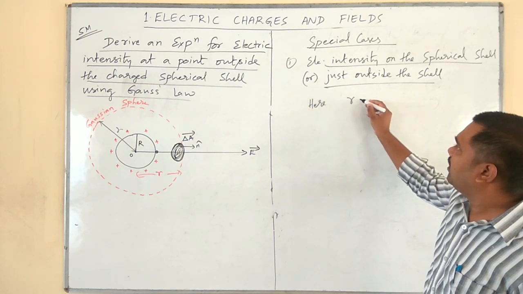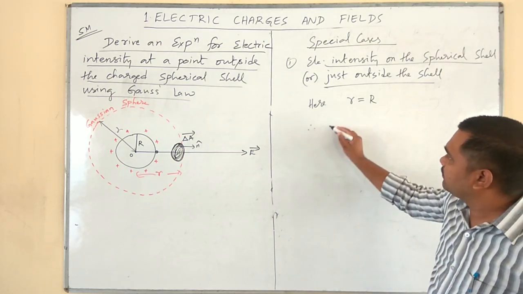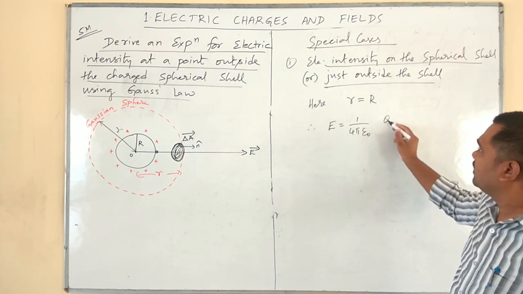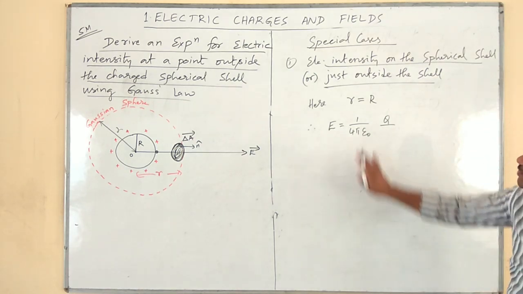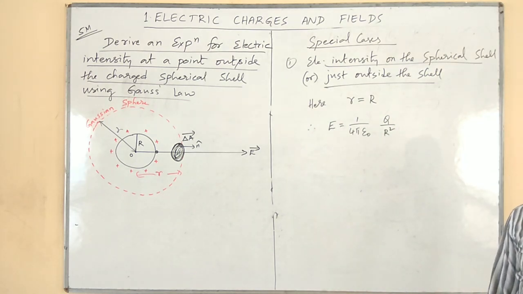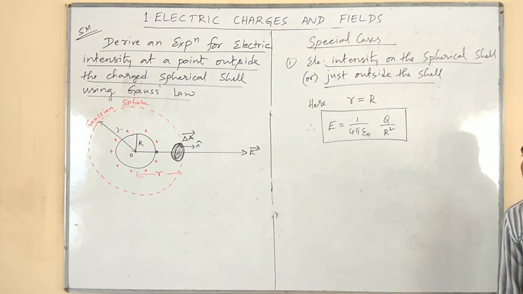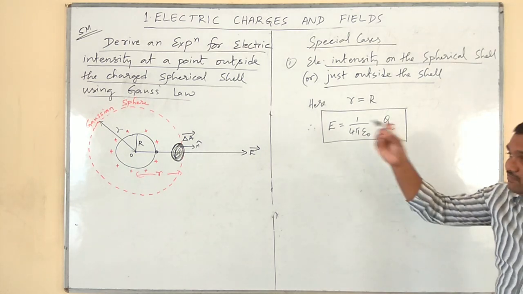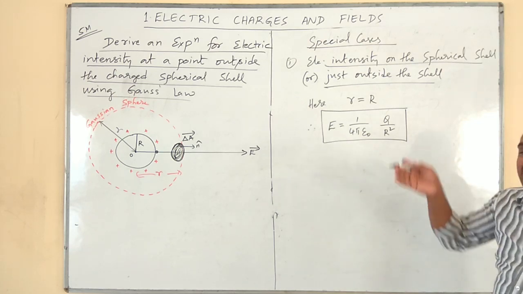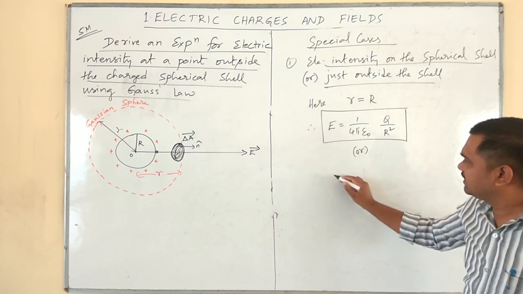For this case, what can we write? r is equal to capital R. Therefore, the equation will become E is equal to 1 by 4 pi epsilon naught capital Q divided by, in place of small r we have to write capital R. Therefore, it is capital R square. This is the expression for electric intensity at a point which lies just outside the spherical shell, otherwise, on the spherical shell.